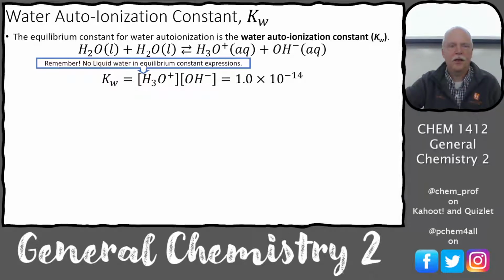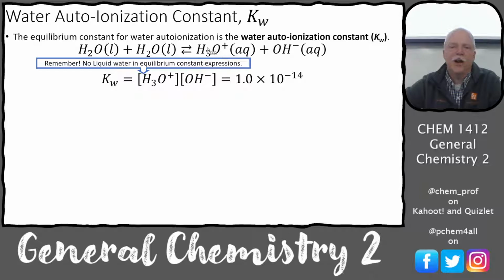Okay. So notice that no liquid water shows up in the equilibrium constant expressions. This one's products over reactants, but there are no reactants that can change concentration. It's water and water, so that's going to be a fixed molarity. So we just lump that into the constant. We only have in the equilibrium constant expression the concentrations that can change. So only the aqueous species show up.